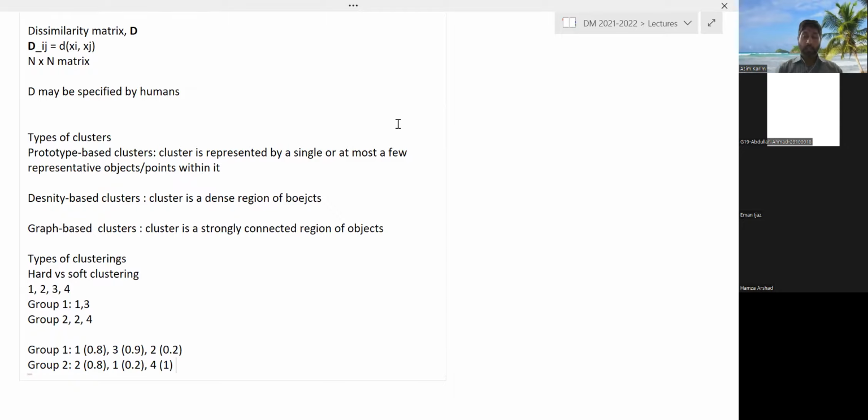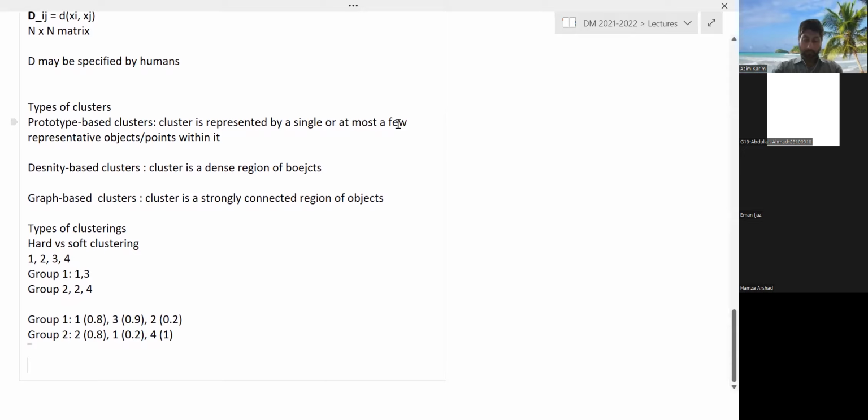So now you notice that an object may be placed in multiple clusters, but then you will need to assign a confidence value to that object, how confident or how likely it is that the object lies in that cluster. So this is soft clustering. An object can lie in multiple clusters. Okay.